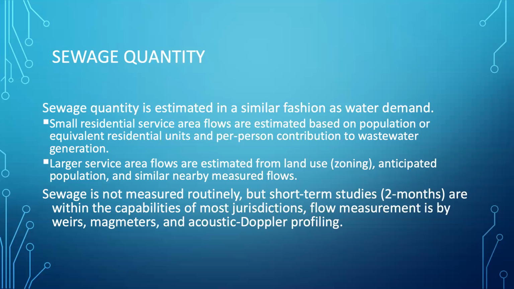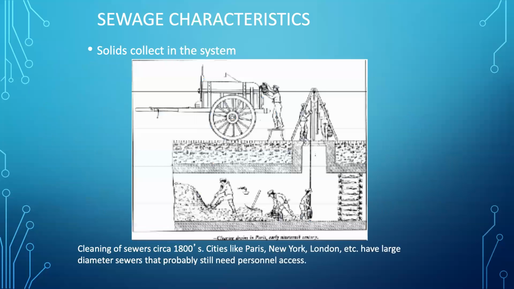The argument against a weir is you're creating an obstruction to flow. And the problem with obstructions to flow is you end up with pictures like this.